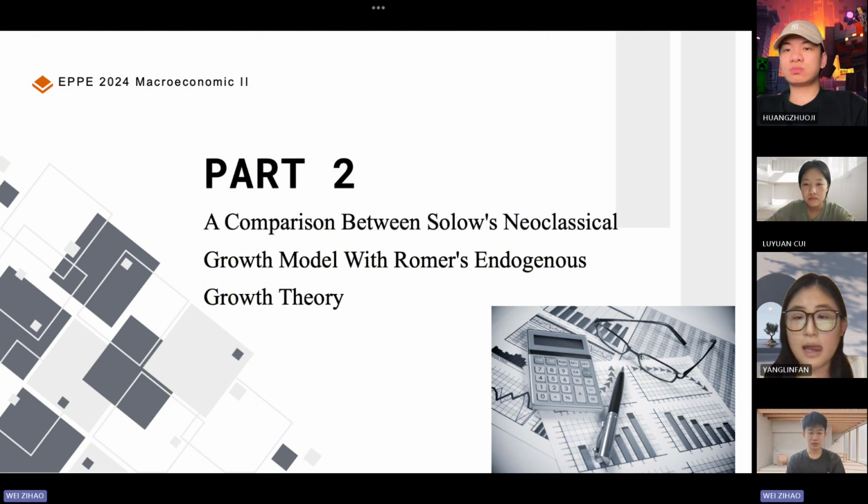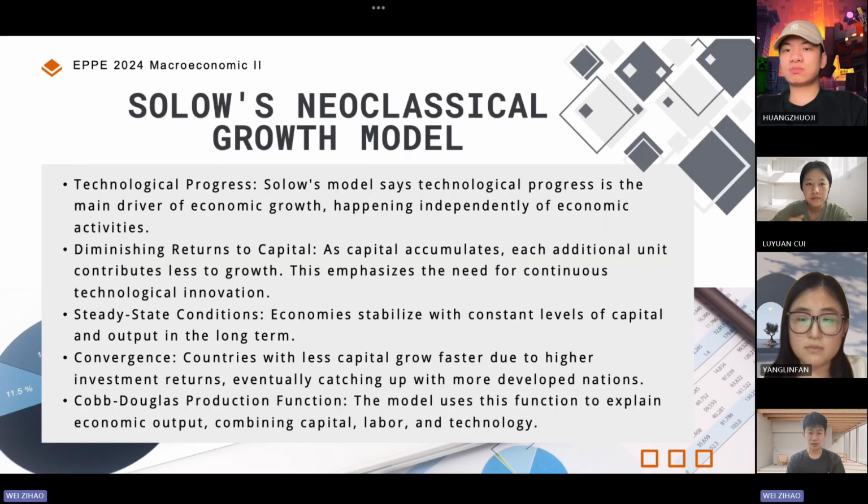Hello everyone. Today I would like to introduce the comparison between Solow's neoclassical growth model and Romer's endogenous growth theory. The neoclassical growth model, proposed by Robert Solow in the 1950s, revolutionized the way we think about economic growth. This model focuses on three key factors. The first one is capital accumulation. The second one is labor growth. The last one is technological progress.